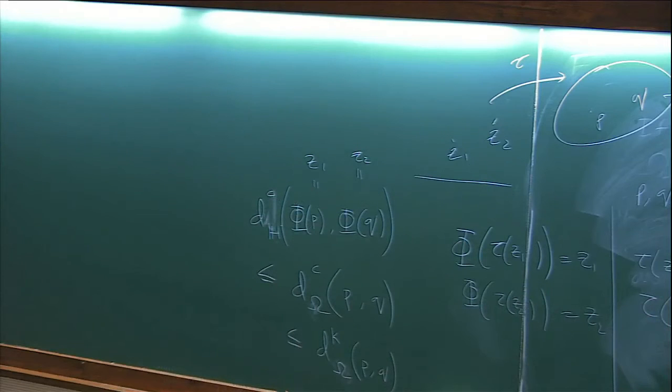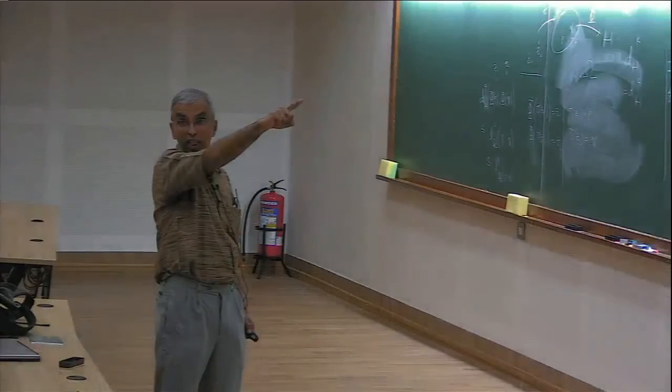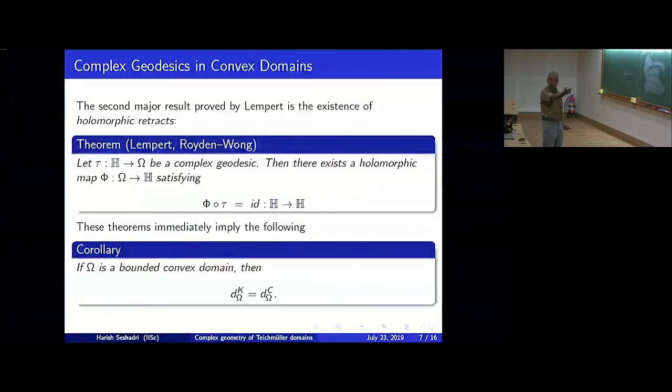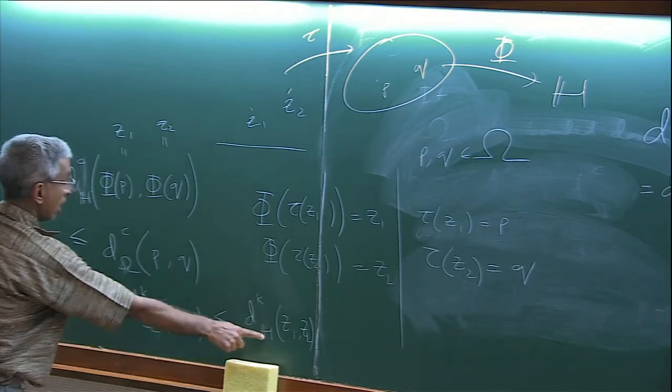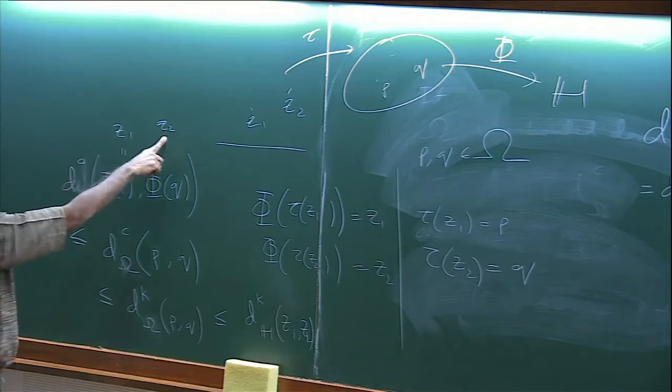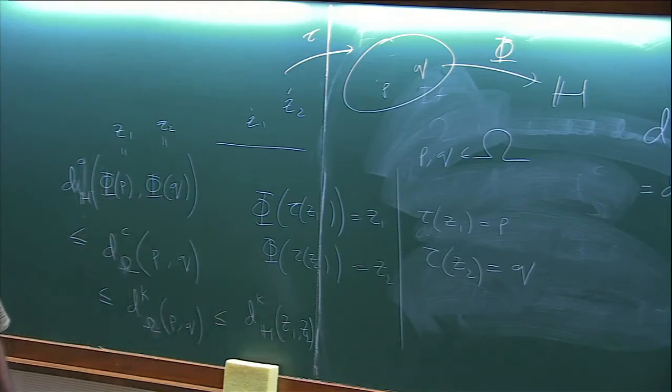In fact, what I'm proving is that if you just have a holomorphic map tau from here to here and a retract, a priori you don't need to know that this tau is a complex geodesic. If you just have a pair of maps from the disk to this and a retract, even without knowing the distance preserving property, it follows immediately from this chain of inequalities. So this is less than or equal to d_K on H of z1, z2, and these two, the K and the C on H, are the same, so everything else inside is equal.